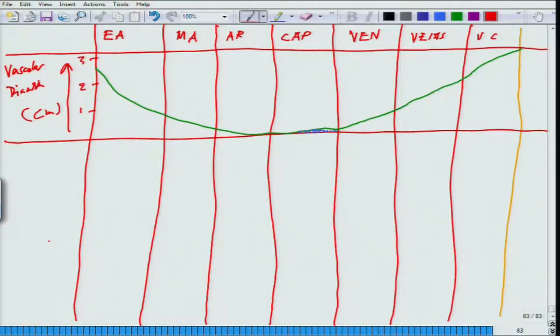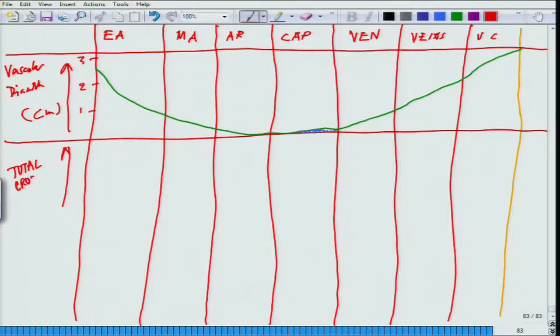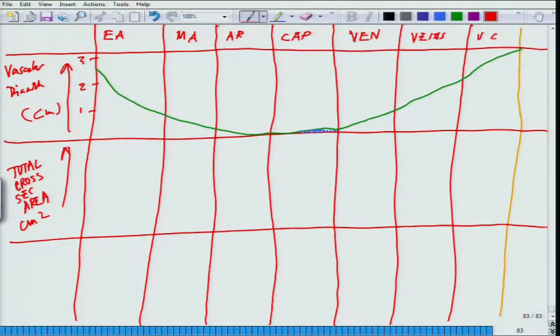Now we will talk about the total cross-sectional area of the vessels, in centimeter square. How is that varying? So you have 1,000, 2,000, 3,000, 4,000, and 5,000. Now the way it varies, let me use a different color here, is something like this. It increases, becomes highest out here, and then falls down like this.